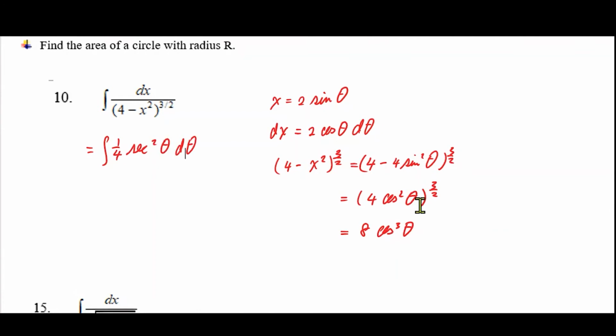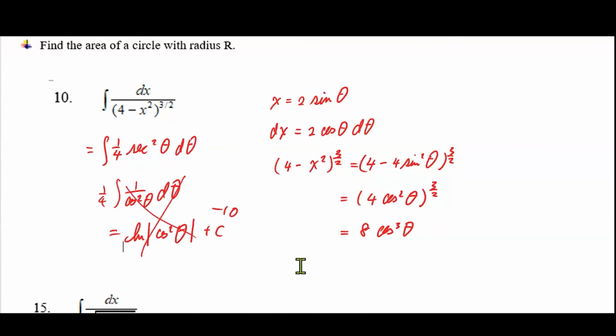And by the way, I've seen this in previous years. Somebody did this: integral 1 over 1/4 cosine square theta d theta, and of course that's ln of cosine squared. Don't do it. This is negative 10 points. No, no, never, never.